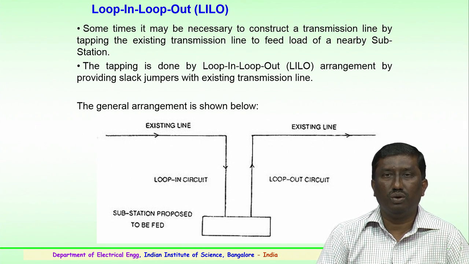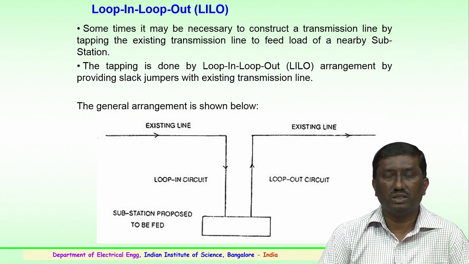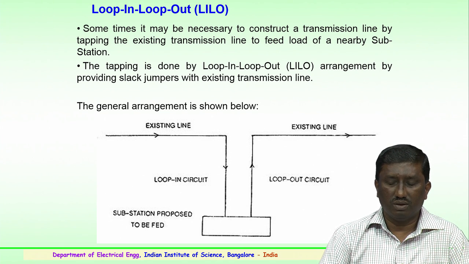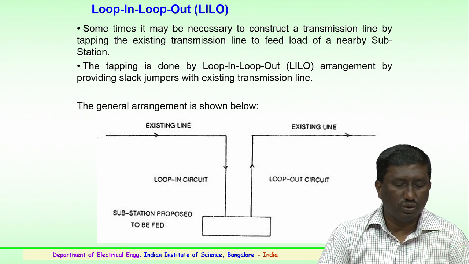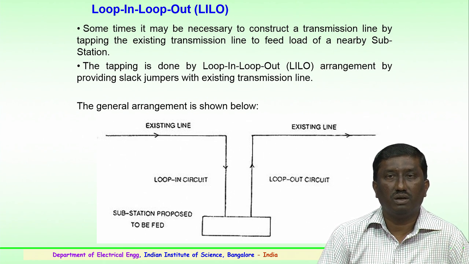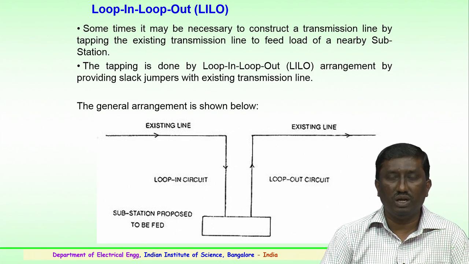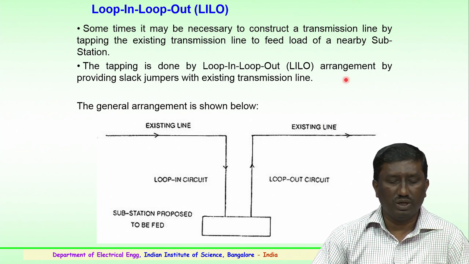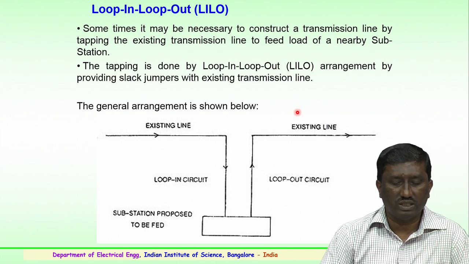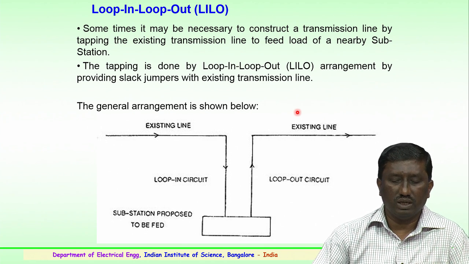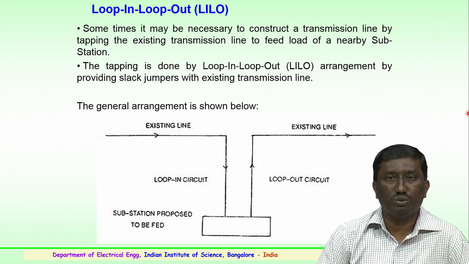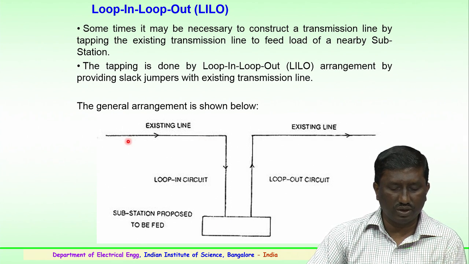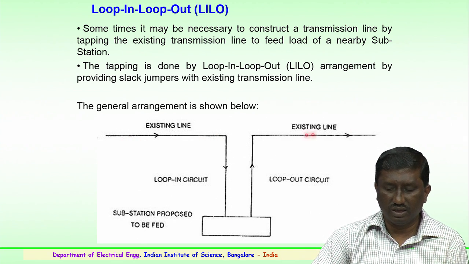which is to feed load, say, for a nearby substation or any other equivalent utility. So, the tapping of this transmission line is done by a loop in loop out arrangement, which is known as the LILO arrangement, by providing slack jumper conductors with the existing transmission line. How this arrangement is done is shown in the single line diagram here, where you can see the existing line.